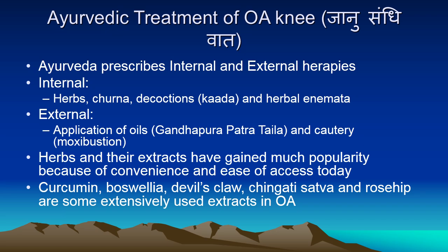Ayurvedic treatment of osteoarthritis or Janu Sandhi includes several internal and external methods and applications. Internal: herbs, chewed decoctions and enemata. External: application of oil and moxibustion. Herbs play an important role, and many herbs have been used and well studied. In fact, curcumin, boswellia, devil's claw, Chinga tissatta, and rose hip. Rose hip has already been discussed earlier.